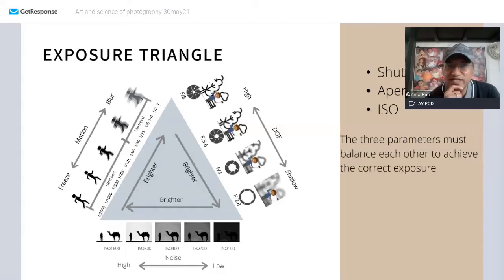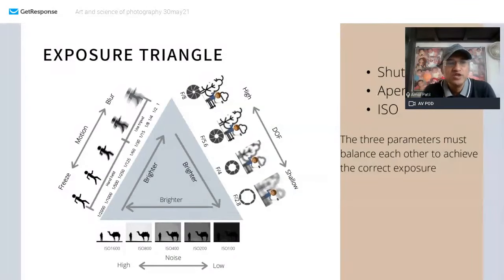The science of photography starts with understanding the exposure triangle. So what is a triangle? It has three sides. The exposure triangle has shutter, aperture, and ISO as its sides. The three parameters must balance each other to achieve the correct exposure.